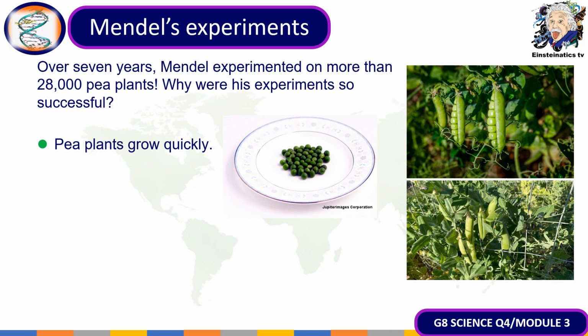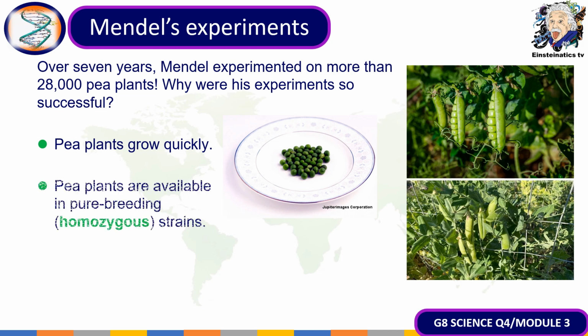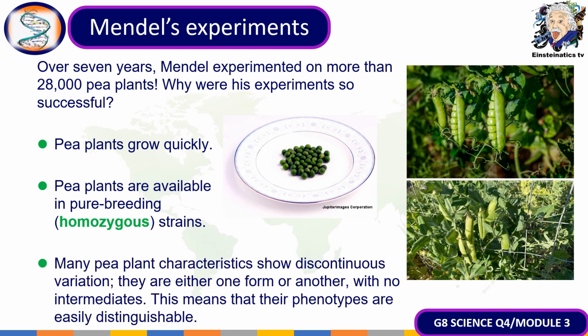Unang-una, he chose pea plants because it grows quickly or madaling tumubo. And yung pea plants naman are available in pure breeding or homozygous strains. And yung mini pea plant characteristic also shows discontinuous variation. So they either form one form or another with no intermediate. So ibig sabihin na madaling makita yung kanilang mga phenotype. So madaling pag-aralan yung mga pea plants. So kaya yun yung napili niyang subject sa kanyang experiment.